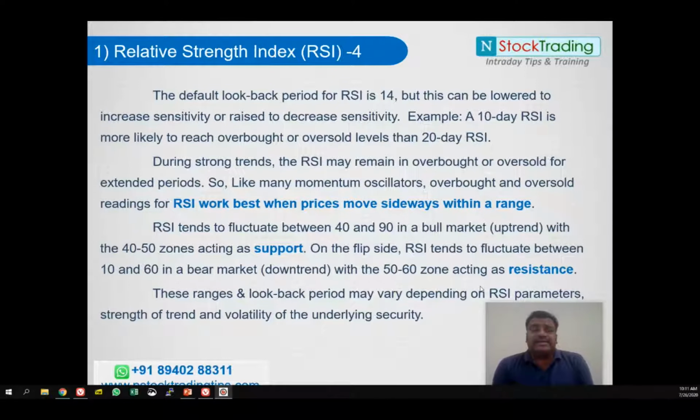Based on RSI, you can understand where the market is, whether it's in an overbought or oversold condition. RSI works best when the price moves sideways within a range. From 30 it goes up to 70, it touches, then it comes down to 30 again. It's an oscillator, so it works best when the market is sideways. It's a range market.